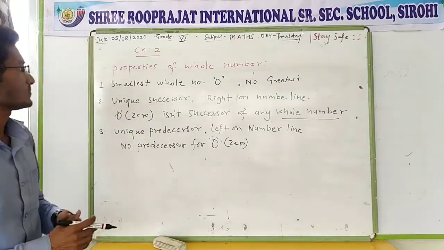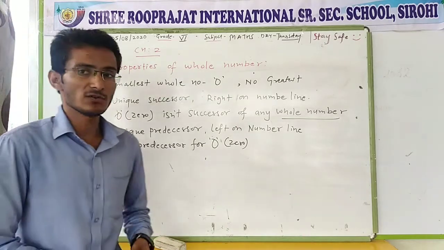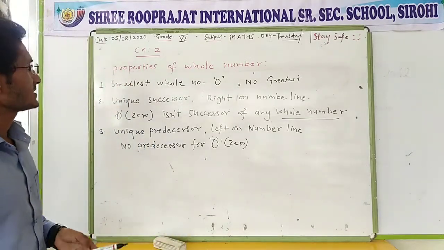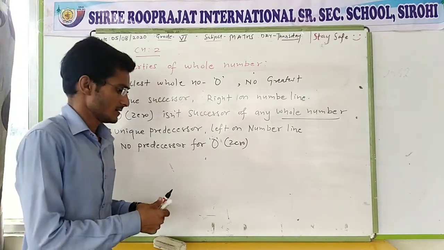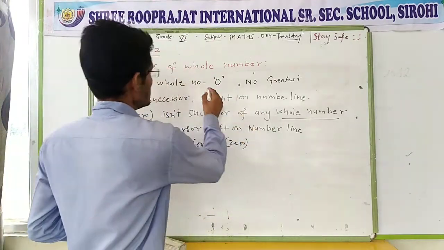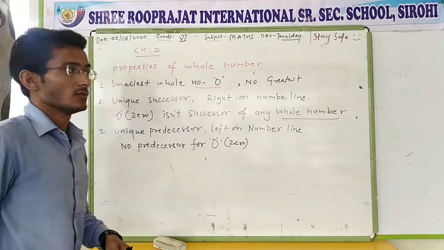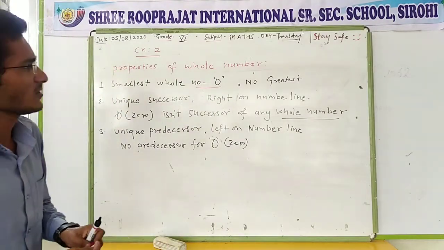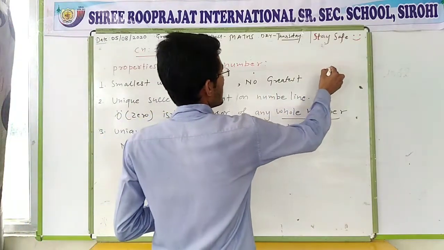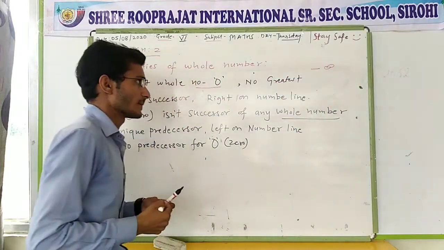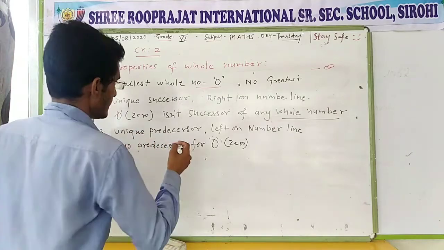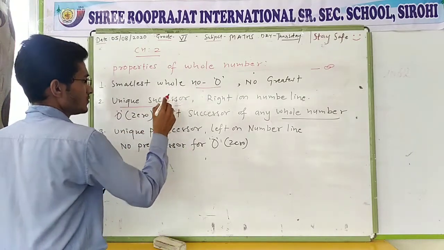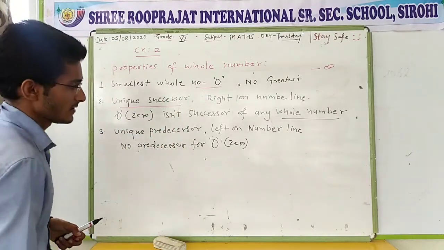Yes, so next point is the properties of whole numbers. So first one, the smallest whole number is 0 and there is no greatest whole number. As we already talked about it, the smallest one is 0 and no greatest whole number is given in your book. That means it may be infinity or less than infinity or anything. Okay? Next one, a unique successor. That means there is a unique successor for every number.